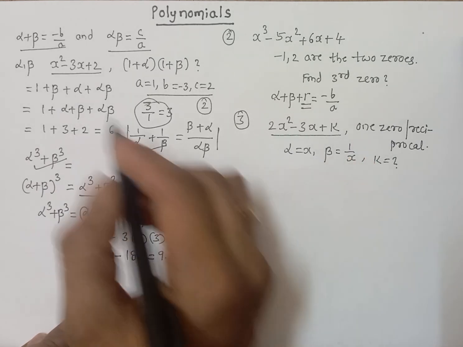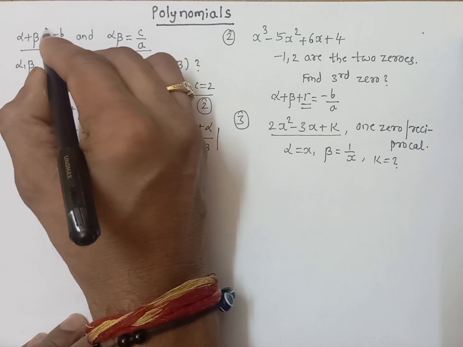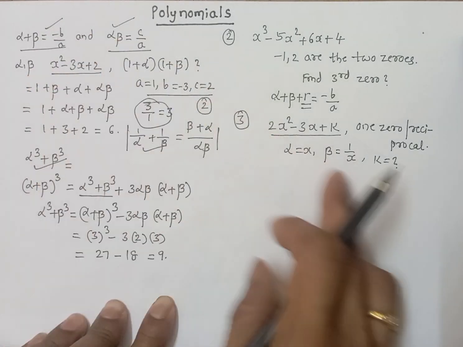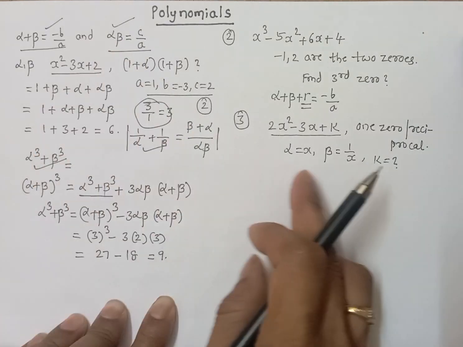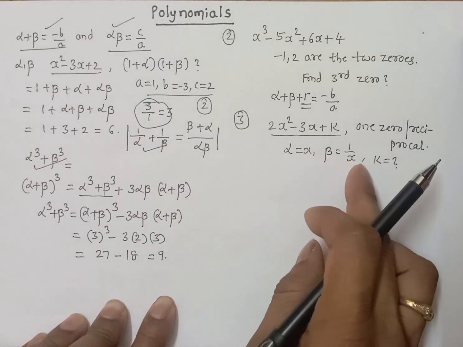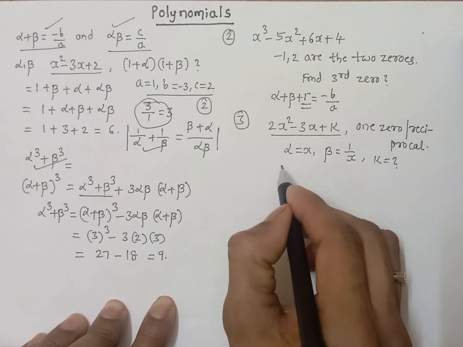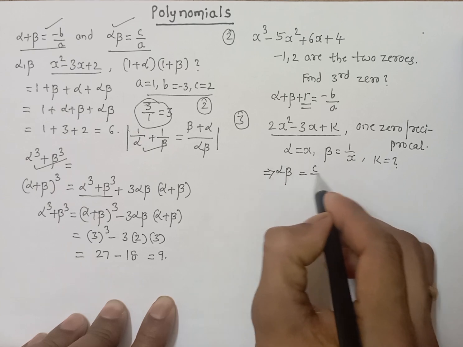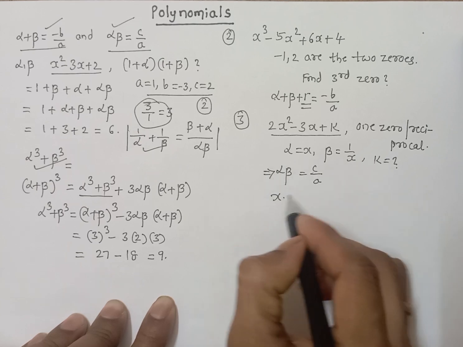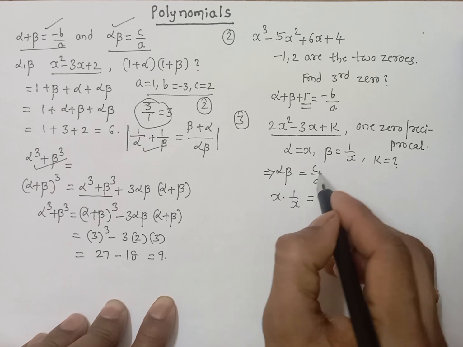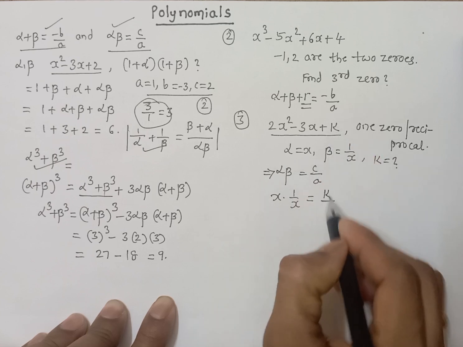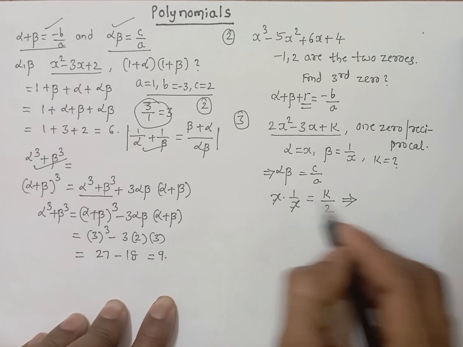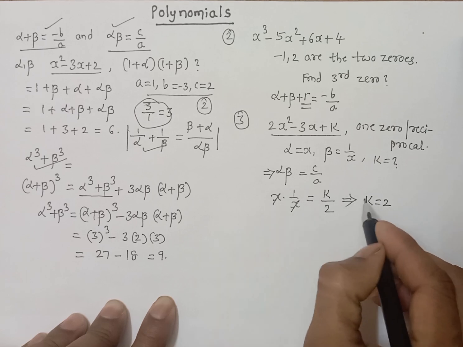So we can use two relations, alpha plus beta and alpha into beta. Here alpha into beta is suitable. Why? If you multiply these, it gets cancelled. So we know alpha into beta is equal to c by a. Alpha, nothing but x, into 1 by x is equal to, put your c value here, k, and a value is equal to 2. So x we can cancel. That implies k is equal to 2. In this way you can find out.